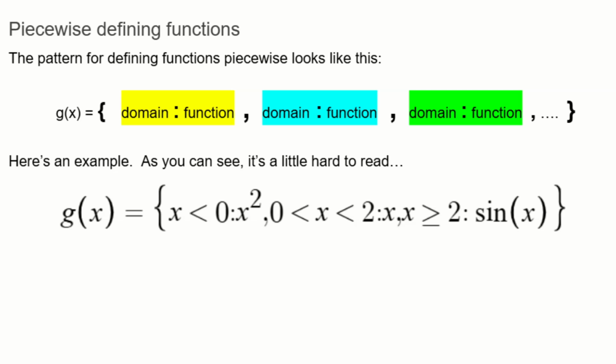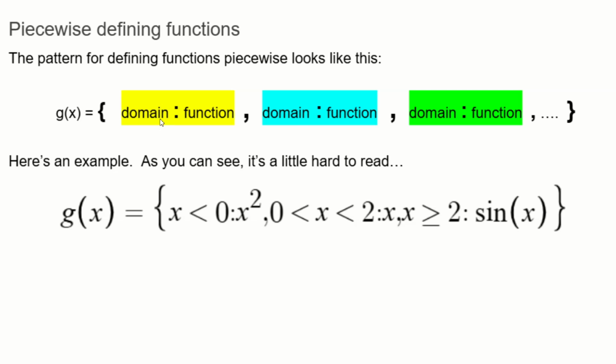Hi, everybody. Let's define functions piecewise in Desmos. The syntax, which is the structure of how you type in the equation, looks like this. You'll type the name of your function and then an equal sign. Then you'll have the curly brackets. And then you can have as many functions as you want separated by commas.